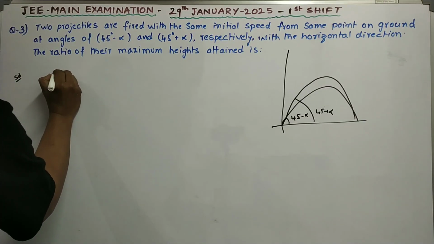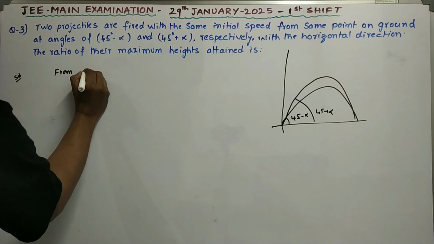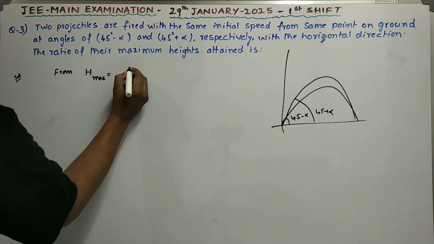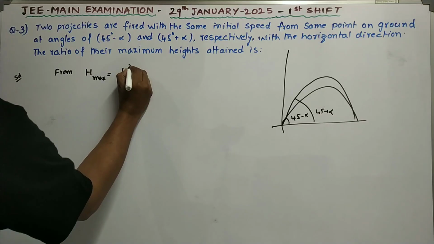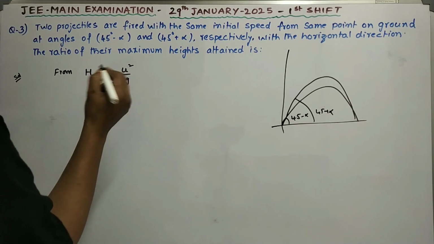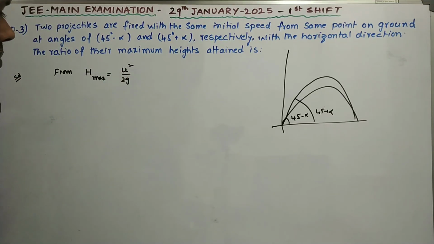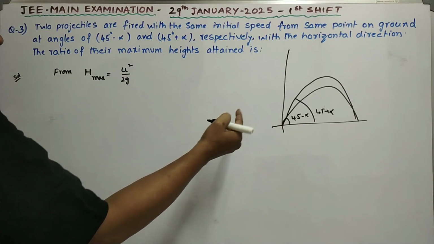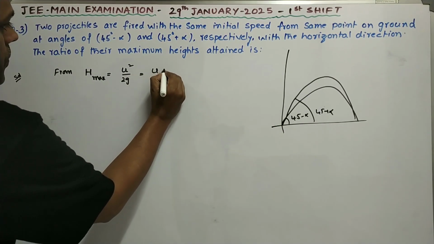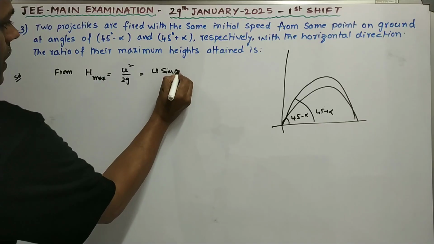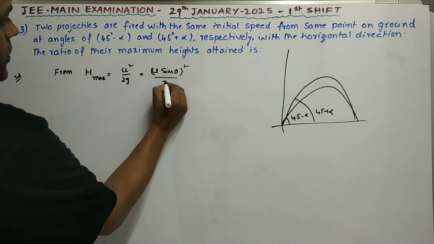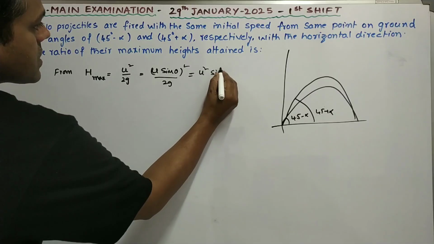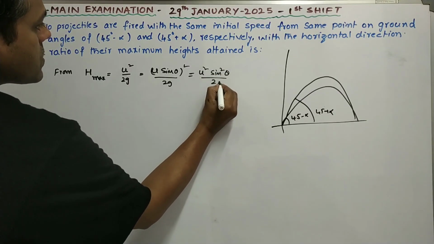So from the definition of maximum height, h max is equal to U square by 2g. This is the formula for the maximum height attained by a projectile. Here it makes some angle with respect to the horizontal, so it is equal to U sine theta whole square by 2g. That means U square sine square theta by 2g.